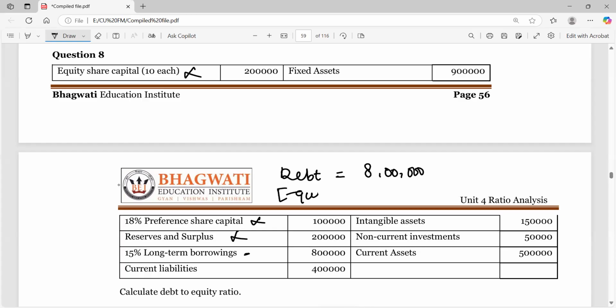Now, what is the equity of the company? Equity includes equity share capital as well as reserves and surplus. Equity share capital is 2 lakh rupees. Reserves and surplus is 2 lakh rupees. So total equity is 4 lakh.